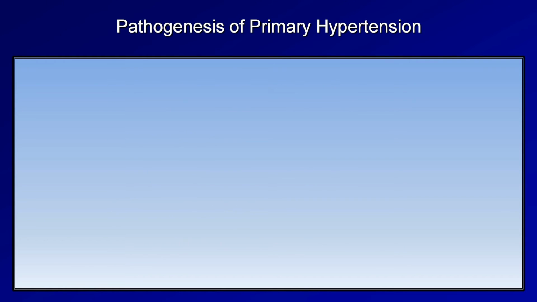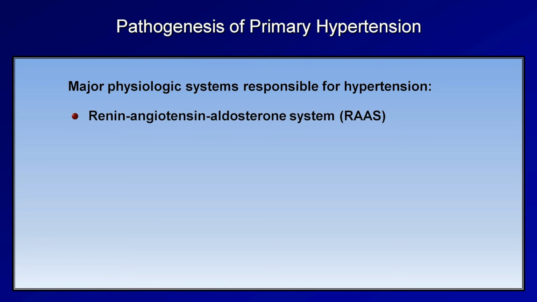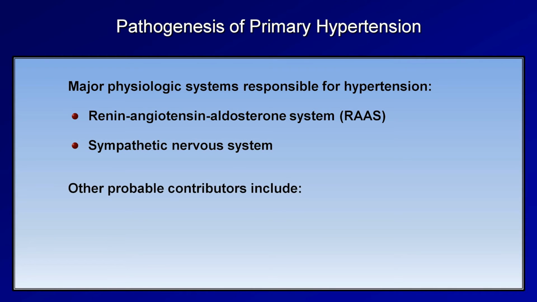As far as medical science understands regulation of blood pressure, there are 2 major physiologic systems responsible for hypertension. They are the Renin-Angiotensin-Aldosterone System, often abbreviated RAAS, and the sympathetic nervous system, which is one of 2 subdivisions of the autonomic nervous system, or that is the part of the nervous system that controls our body without us needing to think about it. There are almost certainly other contributing systems and components.